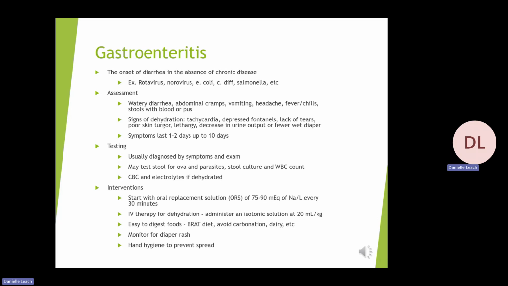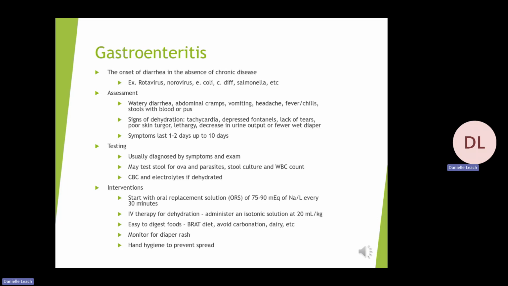Gastroenteritis. So gastroenteritis is sort of a broad term for the onset of diarrhea in the absence of a chronic disease in children or adults. That's usually caused by some sort of virus or bacteria or parasite. So some examples on here: rotavirus, norovirus, E. coli, C. diff, salmonella. There's a bunch of different ones.